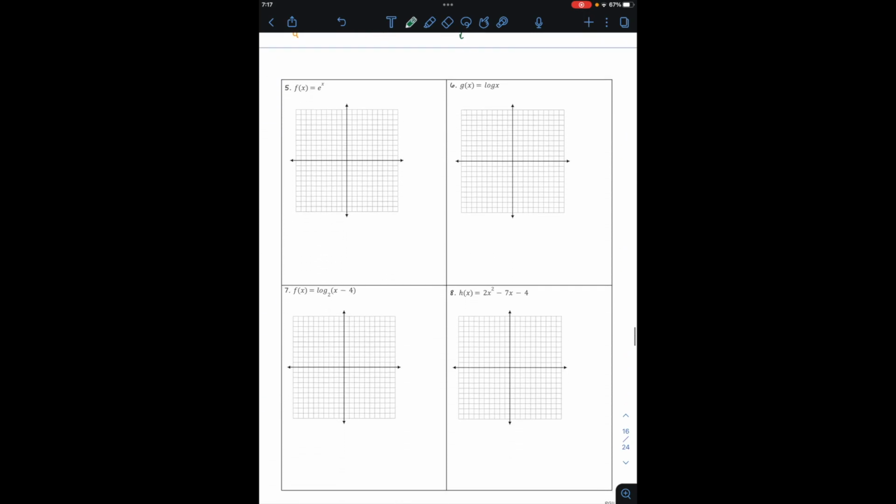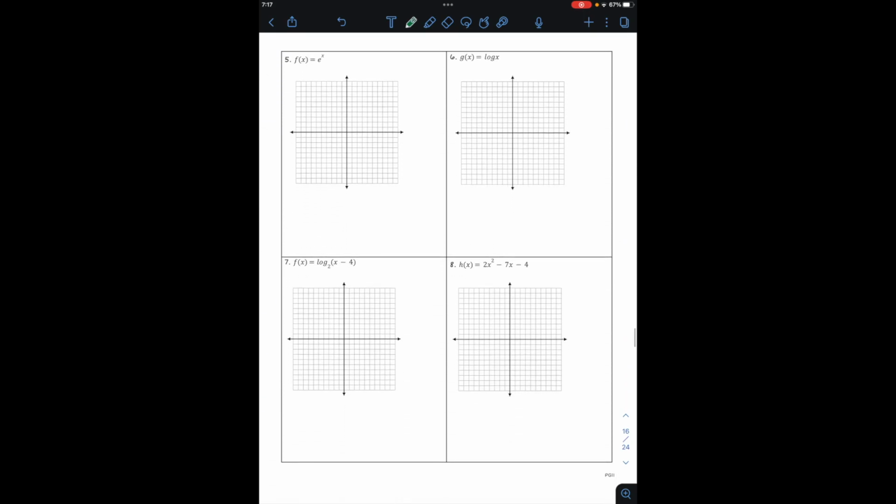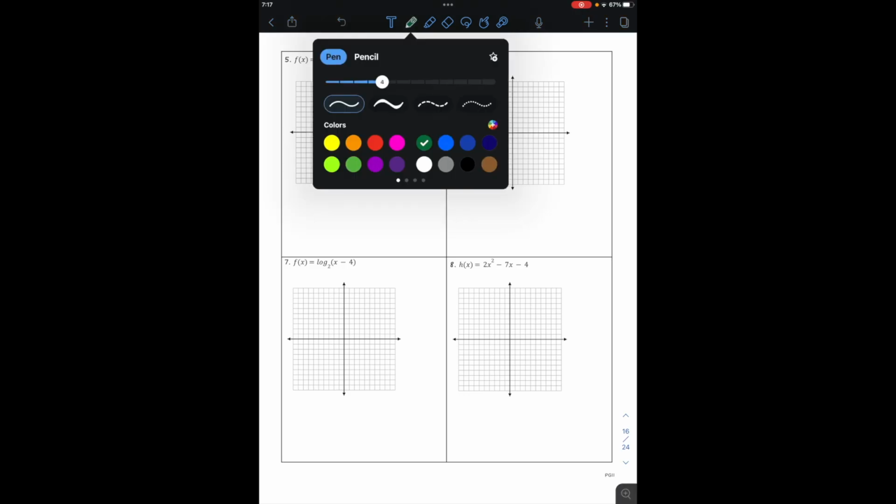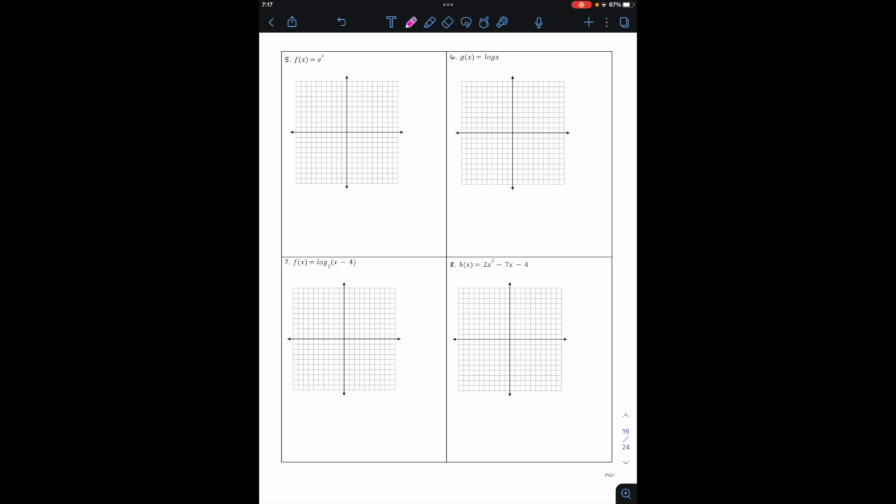Okay. Scooting on along here, we have f of x equals e to the x. So this is an exponential function. Generally, these functions have asymptotes. And by generally, I mean kind of always. And they have horizontal asymptotes.